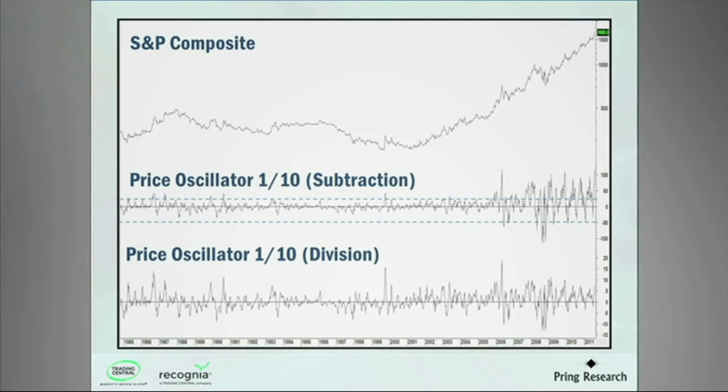On the other hand, the division calculation in the bottom window divided the close by the 10-week moving average. And you can see that the plus and minus 10% bands contained pretty well all of the fluctuations for the whole period.